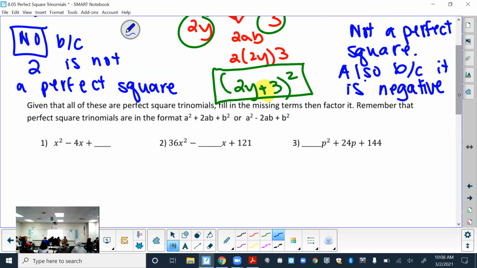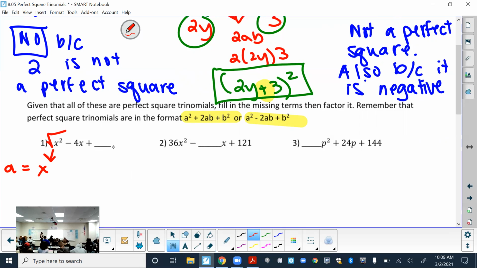Okay, so these are all perfect square trinomials, and it tells you in the directions that it's either in this form where the middle term is positive or in this form where it's negative. So given what we know about perfect square trinomials, we can figure out these missing pieces. Essentially, all we need to figure out is what our A and B values are. So what's my A value? x. Good. So square root of x squared is x. That means my A value is x.